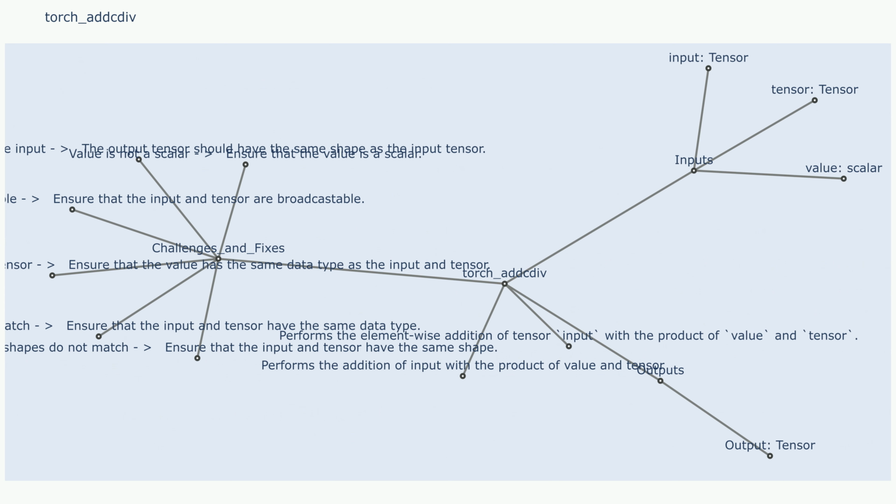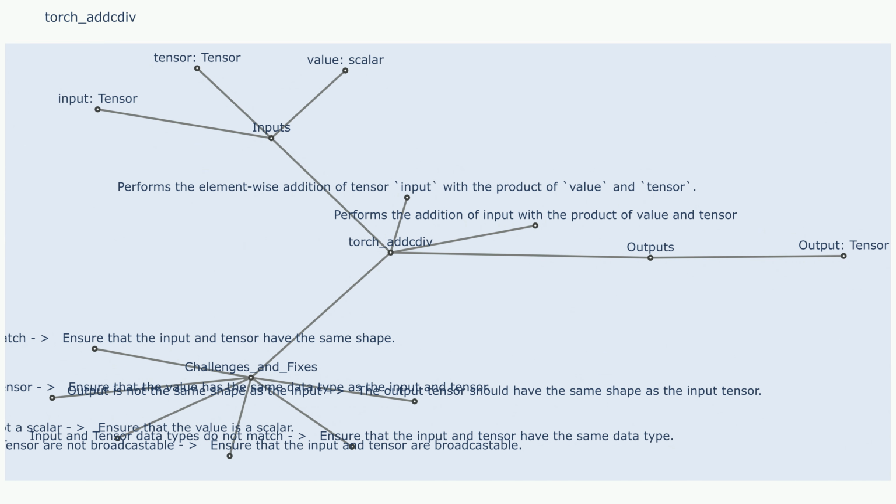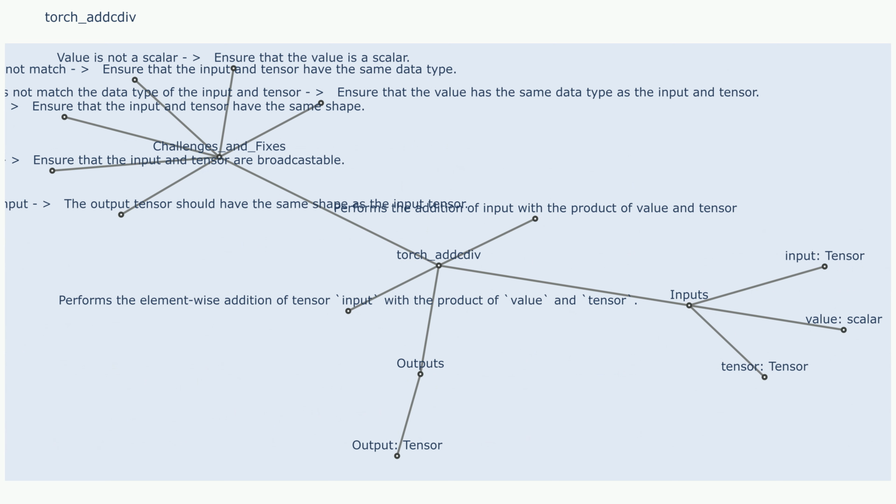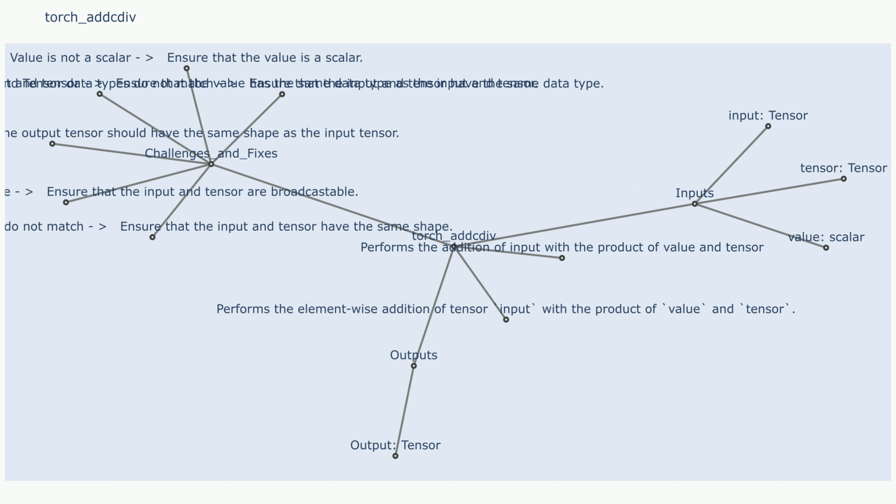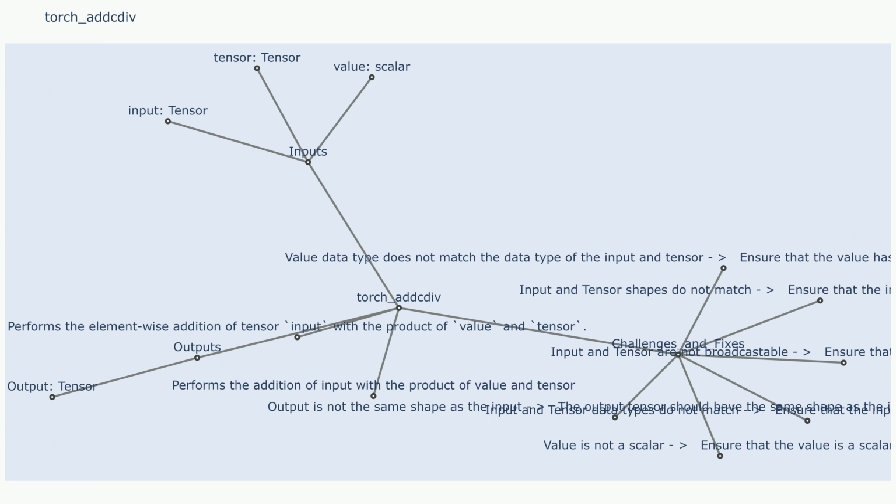Steps. Step 1, the second input tensor is divided element-wise by the third input tensor. Step 2, the result of the division is then multiplied element-wise by the fourth input, the scaling factor. Step 3, the scaled result of the division is broadcasted to match the shape of the first input tensor. Step 4, the scaled result is added element-wise to the first input tensor. Challenges and fixes. Challenge 1, the shapes of the input tensors are incompatible for broadcasting.